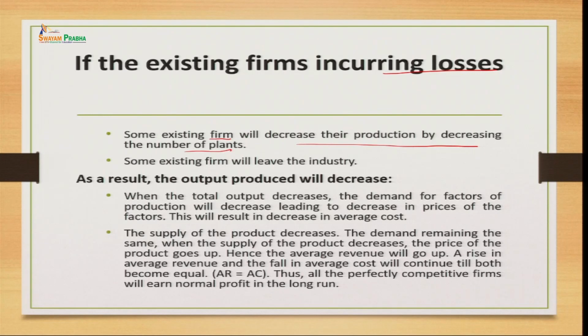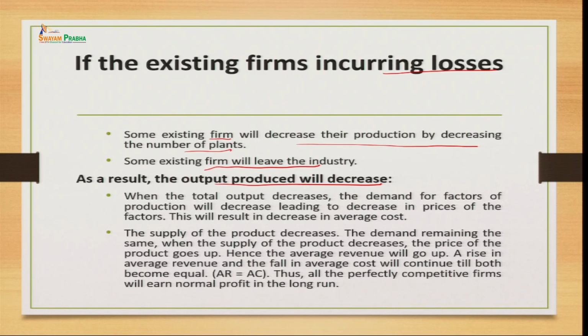So they reduce their capacity, they decrease the size of their plants, and some existing firms will leave the industry. If they are not able to maintain it anymore, then definitely they will not be left with any choice, they will leave the industry. So now what will happen? As a result, the output produced will decrease. This will definitely decrease the output, because the existing firms have reduced their production capacity, and those who were already in the market also leave the industry.